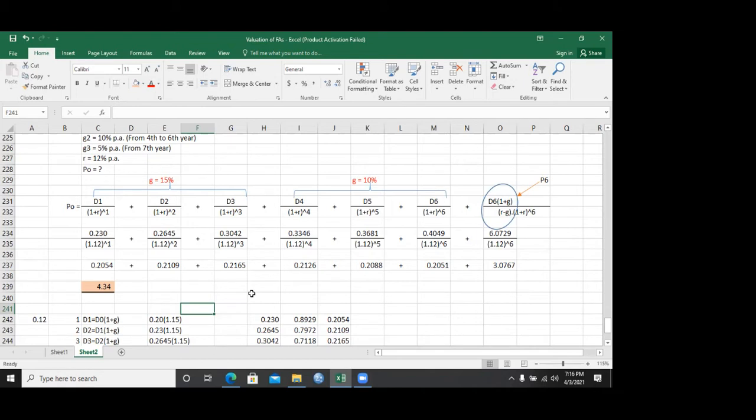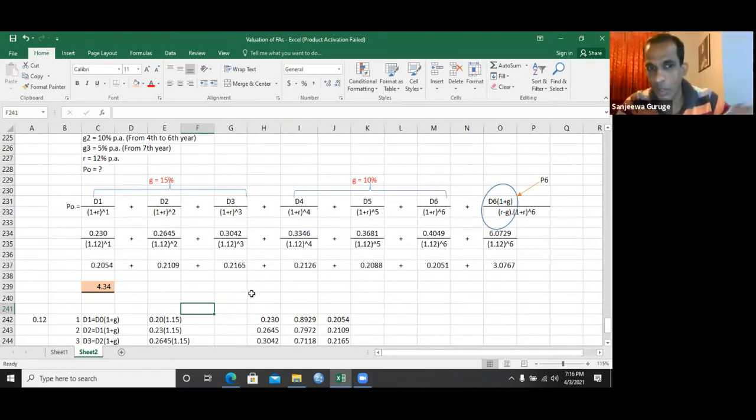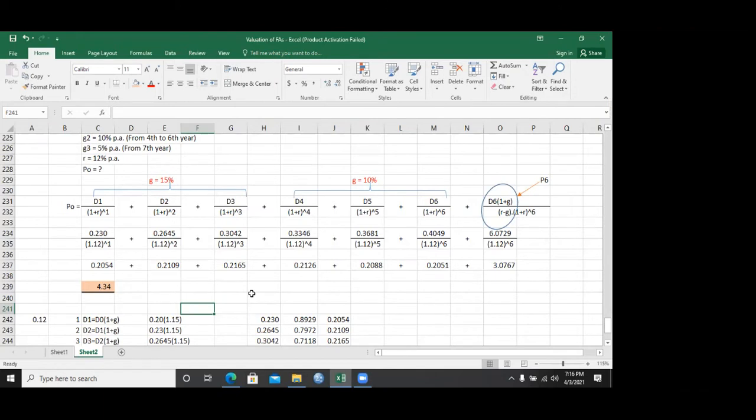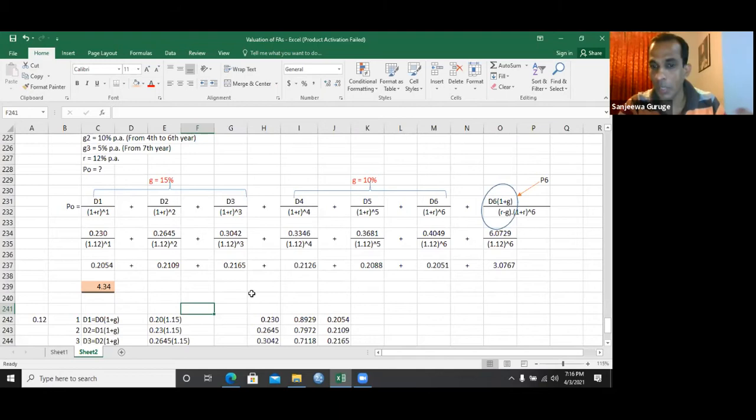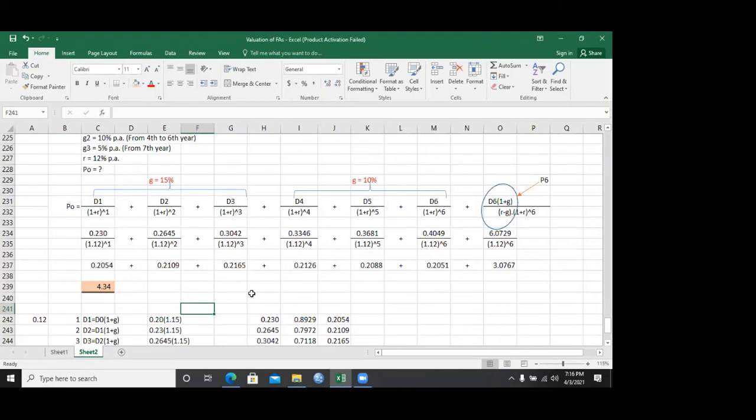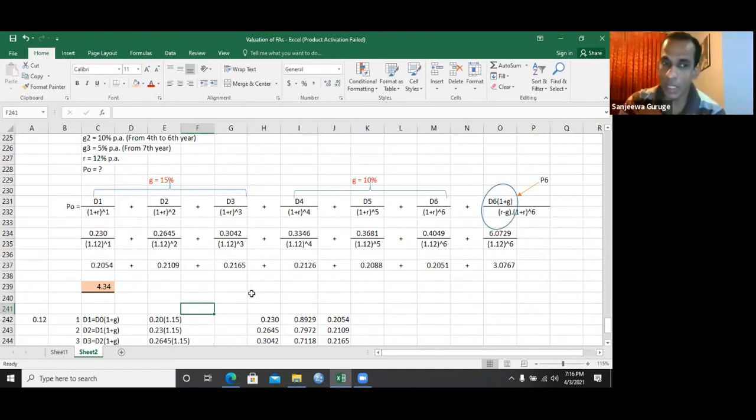Dividends plus capital gain. For how many years are you going to get dividends? Dividends for 3 years, and then you are going to sell the share. That means what is the selling price you need? You need the selling price at the end of year 3, right?